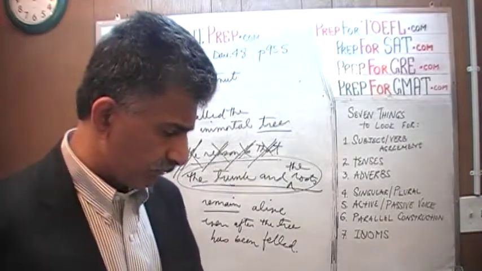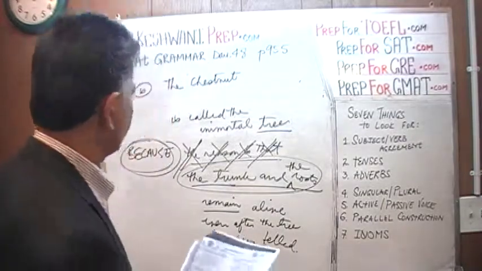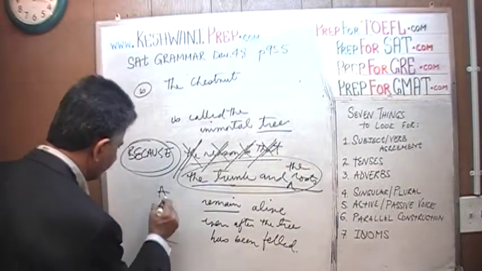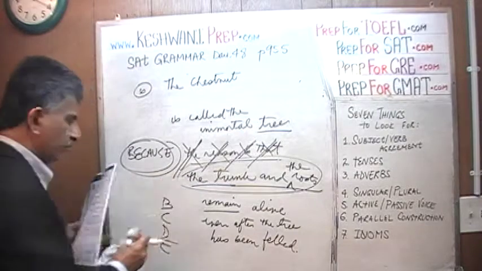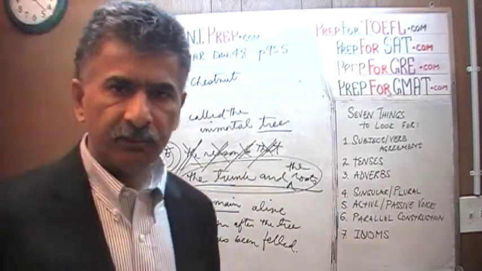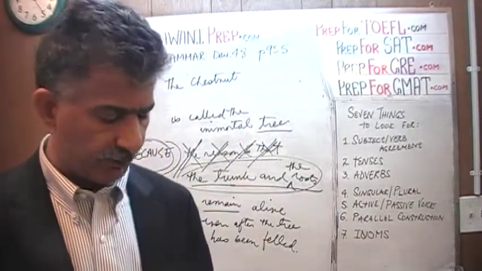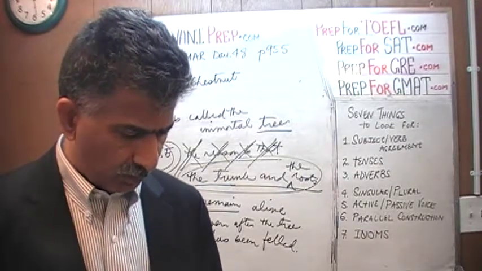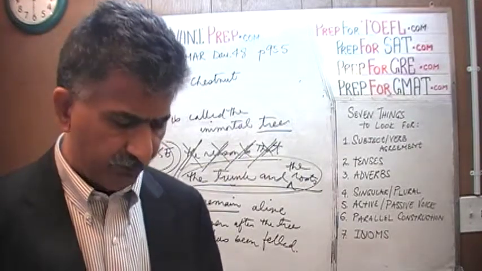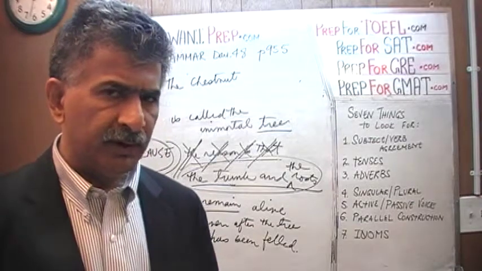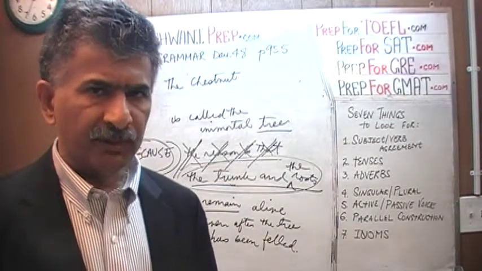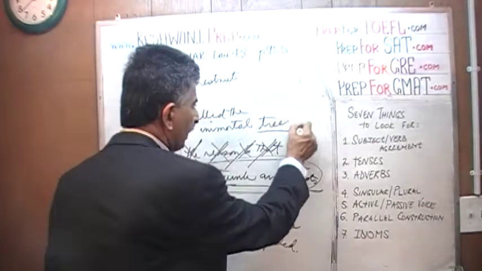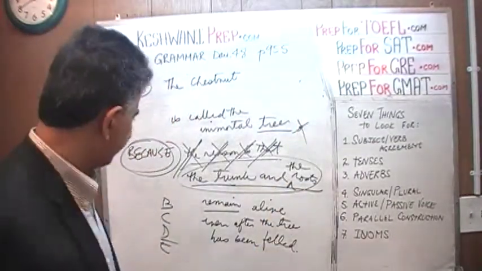Let's look at the answer choices then. There's no point in looking at A because A simply repeats what was underlined to begin with. B says it is called the immortal tree which has, but we did not have a comma. We got rid of the comma, so the answer is not B.